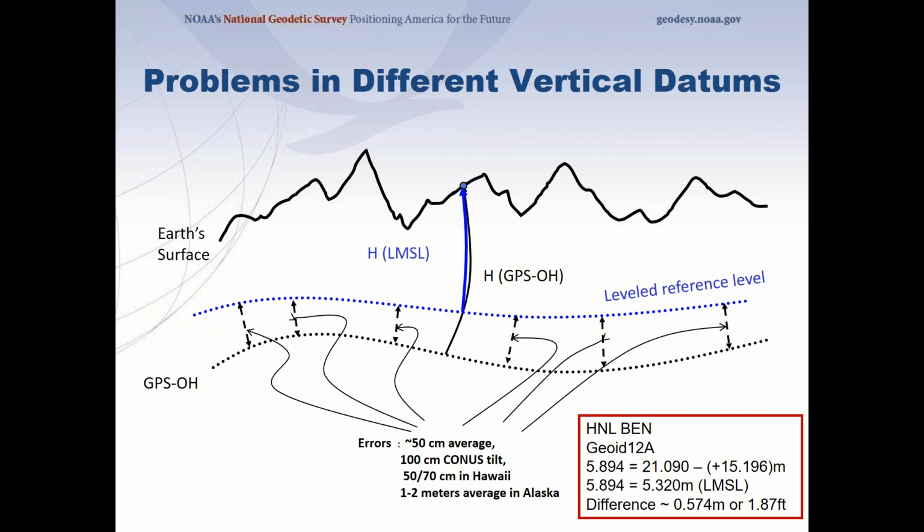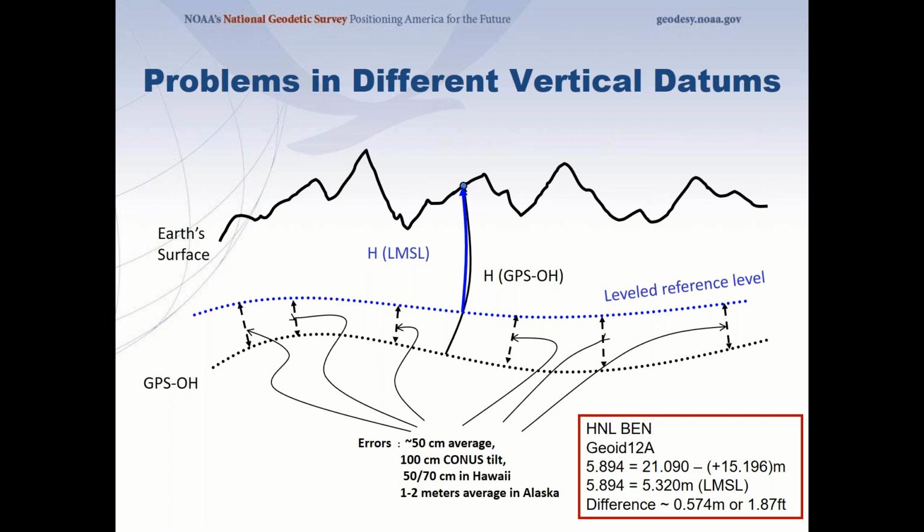So to give you an example of what I'm talking about, I have the station Ben in Honolulu, and we use a geoid model 12A, and we got the ellipsoidal height of 21.09 meters for the GPS, and the geoid value we have is plus 15.196 meters. So subtracting that, we come up with 5.32 meters. But we know that through leveling from the tide station, the elevation of that station is 5.894.